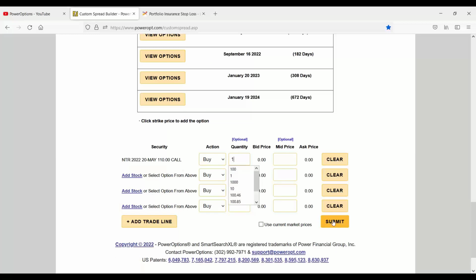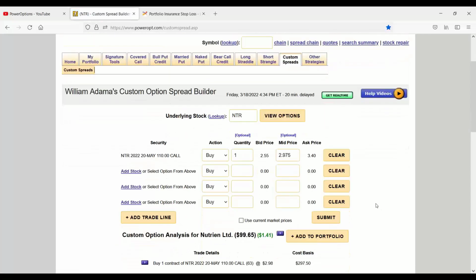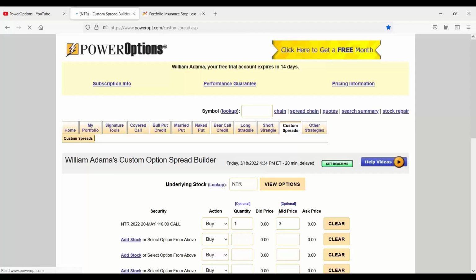Just one contract to keep the math simple. All right, so let's just put it at $3 to keep the math even more simple. I wouldn't get that price, but we'll just use the $3 price there. Okay.